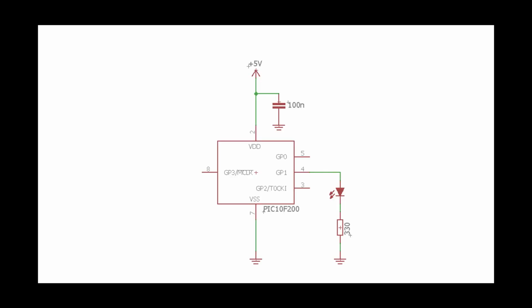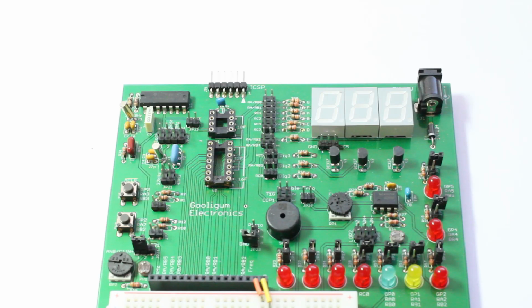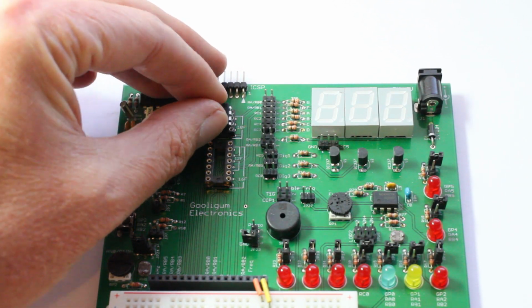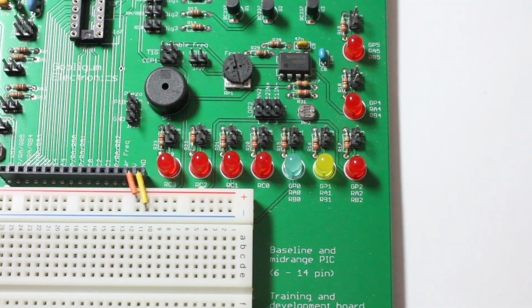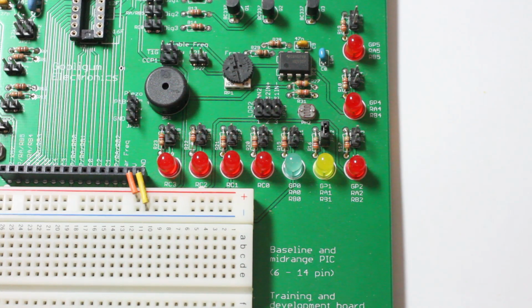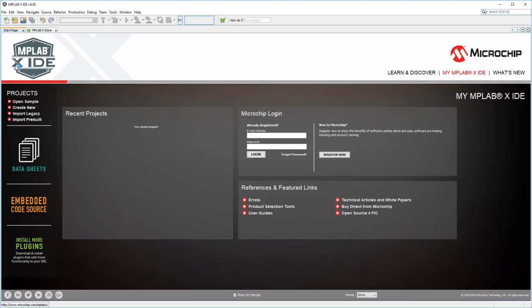We'll use the same circuit as in the last lesson, where the LED is driven by the PIC's GP1 pin. To build this circuit with the baseline PIC training board, just insert the PIC 10F200 into the 10F socket and close the jumper next to the LED labelled GP1. Every other jumper should be left open. Okay, let's write the code.